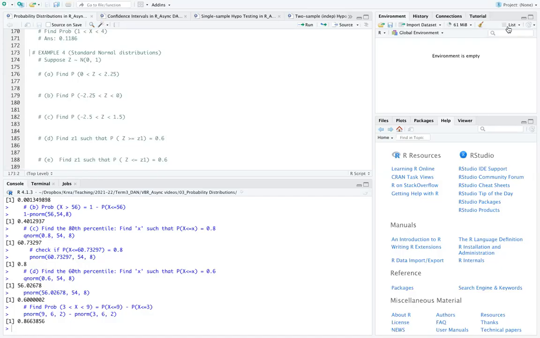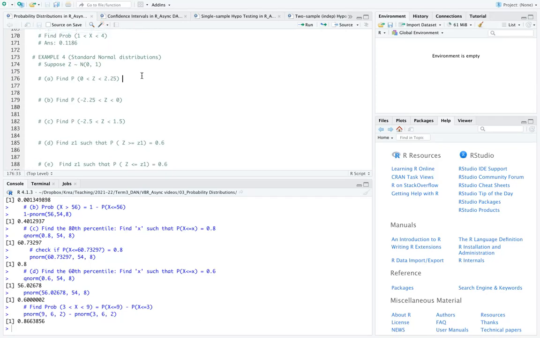Hello everyone. In this video, we'll go over some examples where we learn to compute probabilities for standard normal distributions. So let's begin. Suppose we're told that Z is a random variable which follows a standard normal distribution. That is, it has a mean of 0 and a standard deviation of 1. Let's find the probability of Z being between 0 and 2.25.